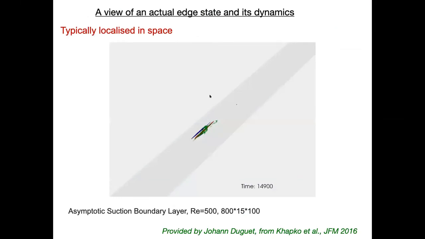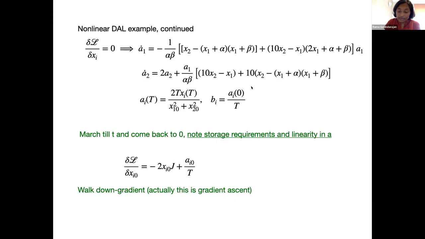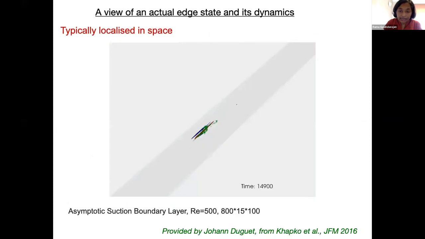Okay, so we've been talking about edge state, and the only edge state we saw was the little thing which Harshit made. Now let's look for a real edge state. This was published in 2016, and I got this movie thanks to the author. It's a very beautiful movie to see. It gives you an idea, and this is an asymptotic suction boundary layer, and he's looking for what is an edge state, just on the other side going towards turbulence.